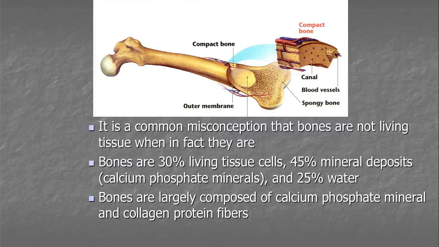One of the big things I need you to understand, it's actually a very common misconception that bone is like this rock tissue. It's actually not. It is living tissue that, in fact, if it breaks, it bleeds because there are blood vessels within it, and if it ruptures, it can bleed. Bones can become infected. Bone tissue can actually die just like anything else. Bones are roughly 30% living tissue, 45% mineral deposits, and almost all of that mineral deposit is going to be calcium phosphate mineral deposits, and 25% water.